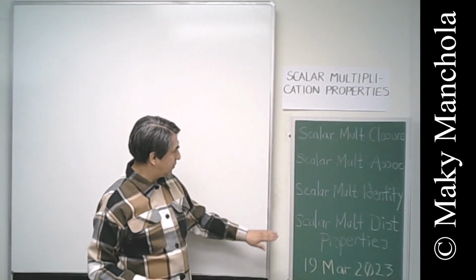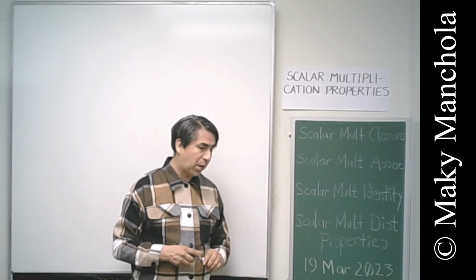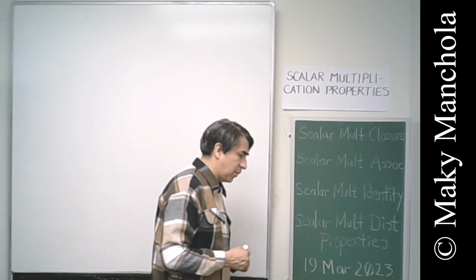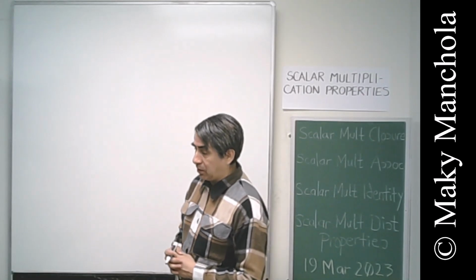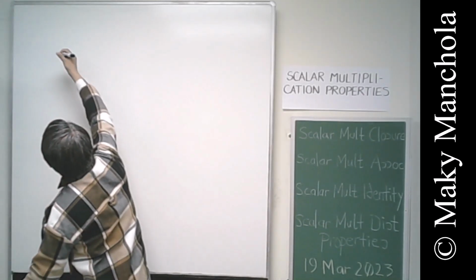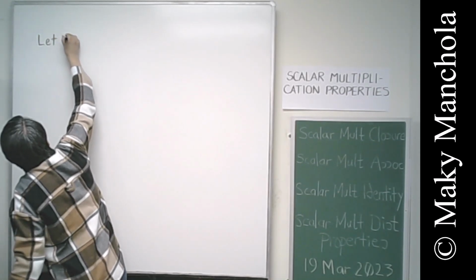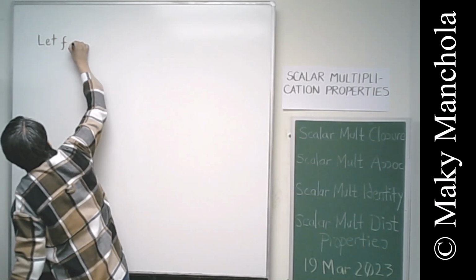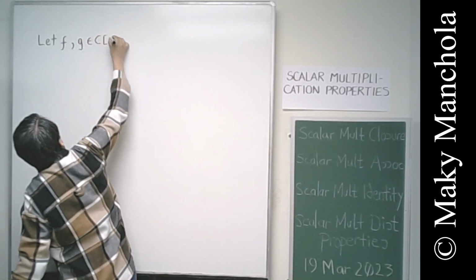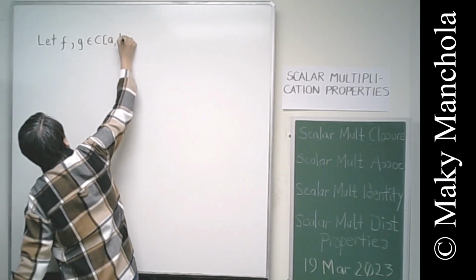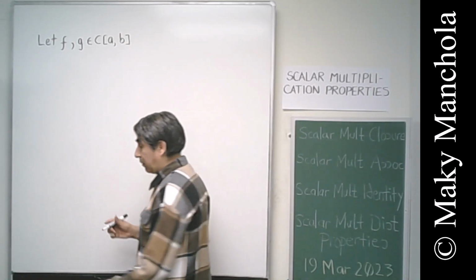Let's proceed to verify the scalar multiplication distributive properties. So there are two. Let me mention both of them and then verify them. So let f, g be continuous functions on the interval from a to b inclusive, and let c be a real constant.